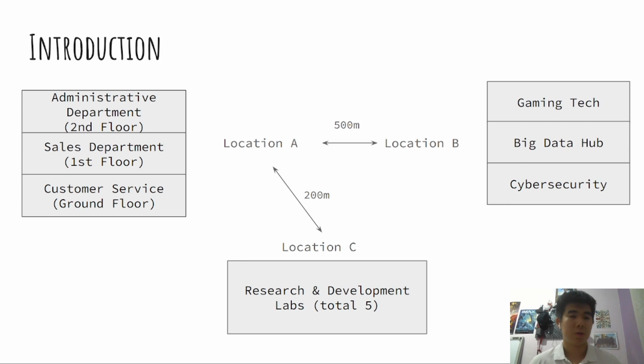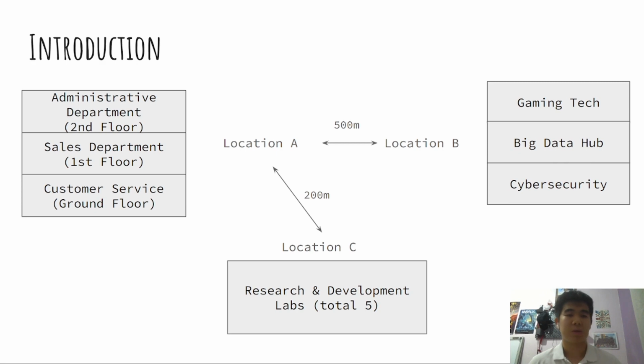For this assignment, we are tasked to design a LAN for TAC-S Solution Sendian Berhad with buildings in different locations. As you can see from the slide, there are three locations, which are location A, B, and C. The distance between location A and B is 500 meters, and the distance between location A and location C is 200 meters. For location A, there are three departments, which are Administrative Department, Sales Department, and Customer Service Department.